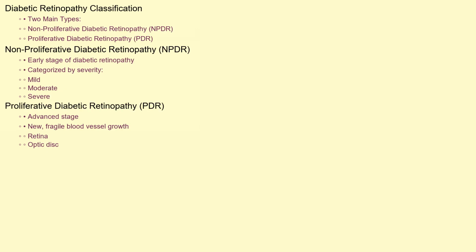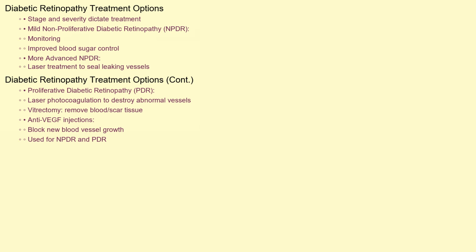Diabetic retinopathy is broadly classified into two main types: non-proliferative diabetic retinopathy, NPDR, and proliferative diabetic retinopathy, PDR. NPDR, the early stage, is further categorized as mild, moderate, or severe based on the number of microaneurysms, hemorrhages, and other retinal abnormalities. PDR is the advanced stage characterized by the growth of new, fragile blood vessels on the retina or optic disc.